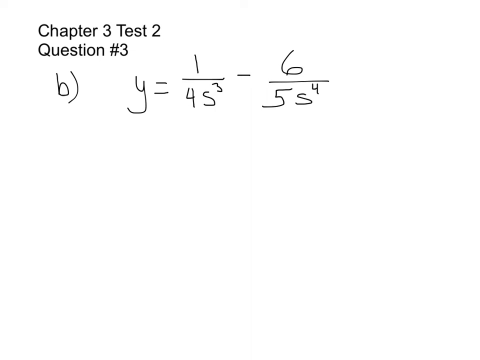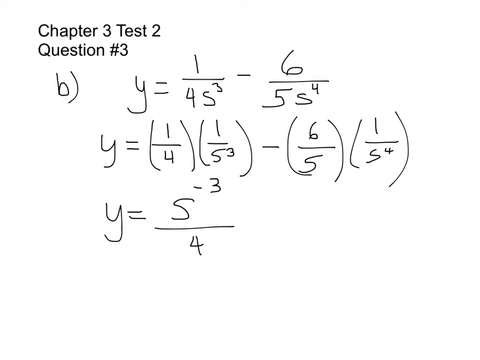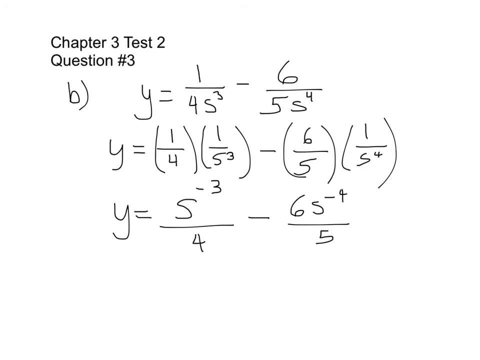Alright, here is part B of question number 3, where we want to find the first and second derivative for this equation. Now my only comment on this is some of you tried to bring the 4 and the 5 to the top, and you can't do that because this is really written like this. The only part that you can bring to the top are the s's. So that's how you can rewrite this as s to the negative 3 over 4, and then minus 6s to the negative 4 over 5. But some of you tried to bring the 4's and the 5's to the top, and that's kind of what got you in trouble.